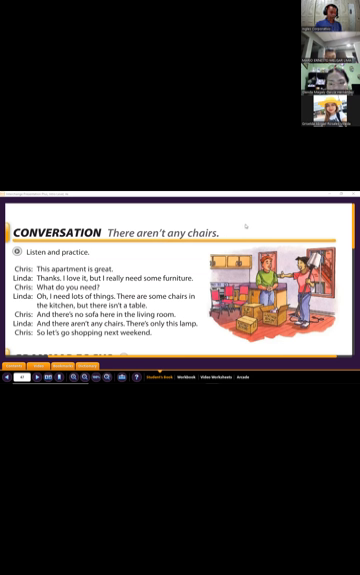This apartment is great. Thanks. I love it, but I really need some furniture. What do you need? Oh, I need a lot of things. There are some chairs in the kitchen, but there isn't a table. And there is no sofa here in the living room. And there aren't any chairs. There is only this lamp. So let's go shopping next weekend.